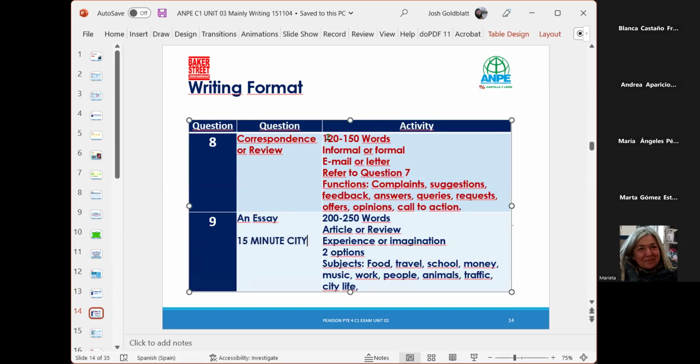So we might have one called something like the 15-minute city, okay? That's an example. But in this activity here, it's talking about informal or formal, email or letter. We're talking about the text we saw in question 7, and it's going to be very functional. Make a complaint, giving suggestions, feedback, answers, queries, requests, offers, opinions, a call to action. When you're writing an email, the call to action is asking the person what they want from you or what you want from them.